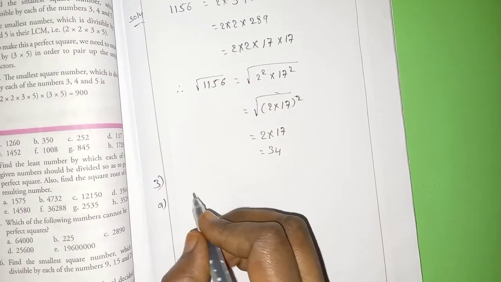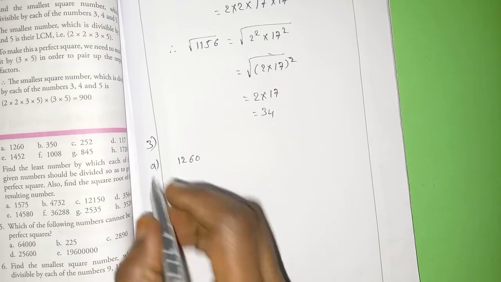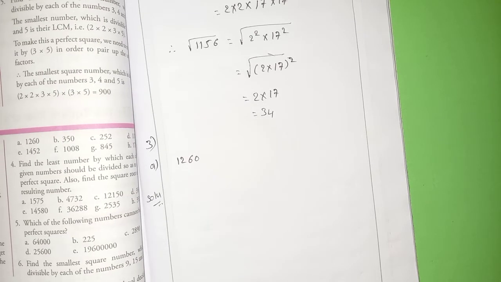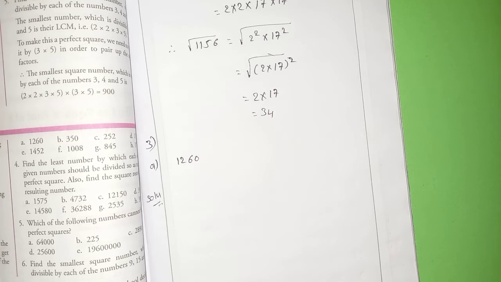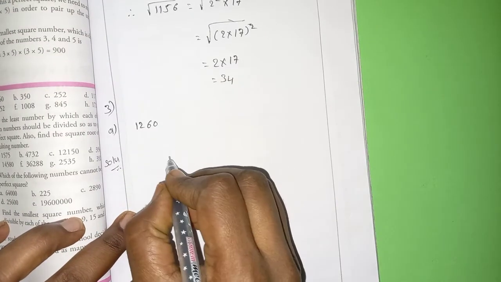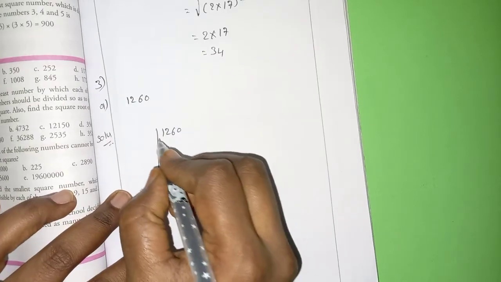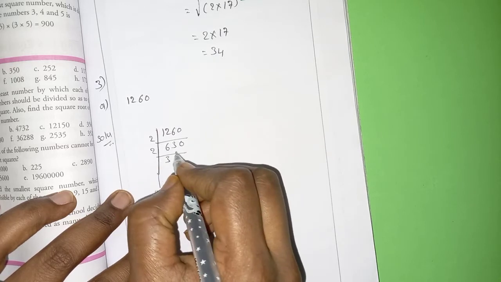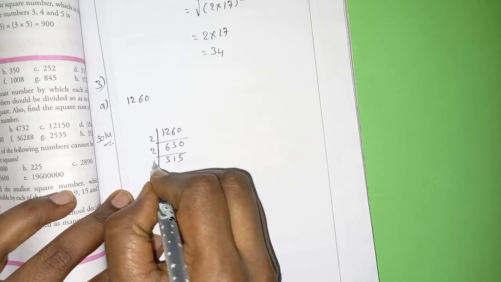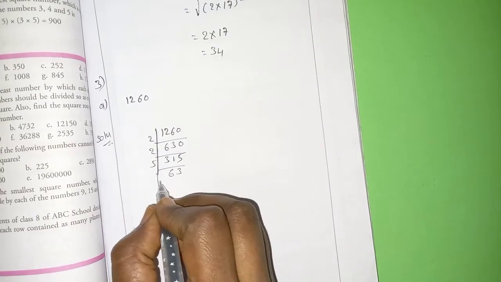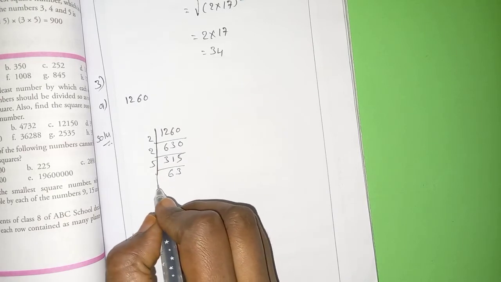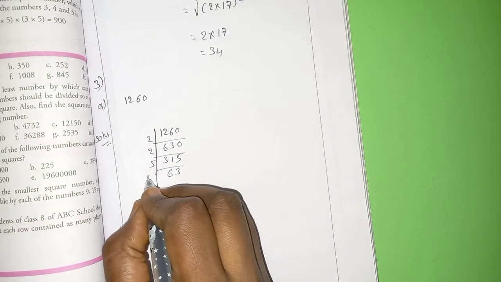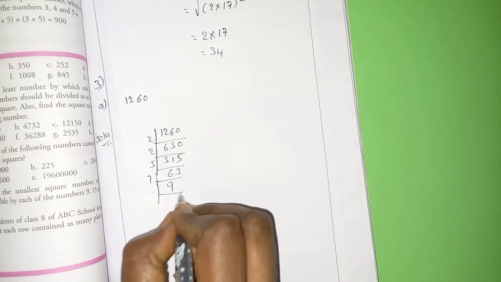Third one. Please copy the complete question all the time. 1260. Let us find the prime factors for 1260 by using the division method. 1260, 2 into 630. Next, 2 into 315. Next, 5 into 63. 63 means 7 nines. For 9, 3 threes.